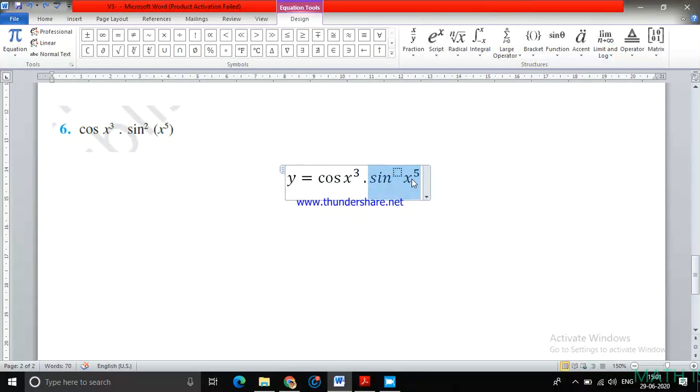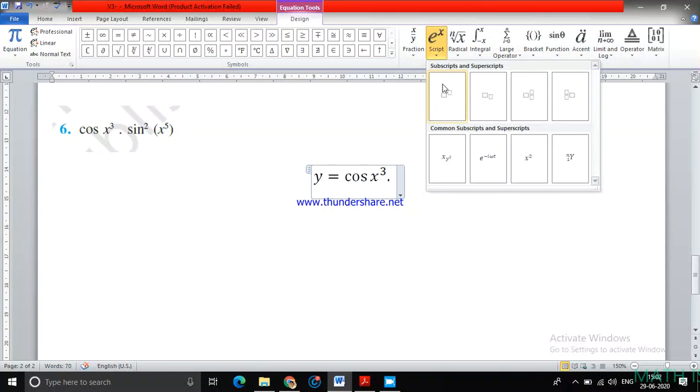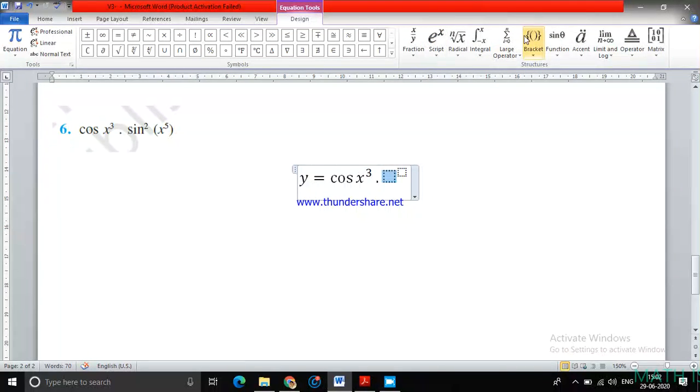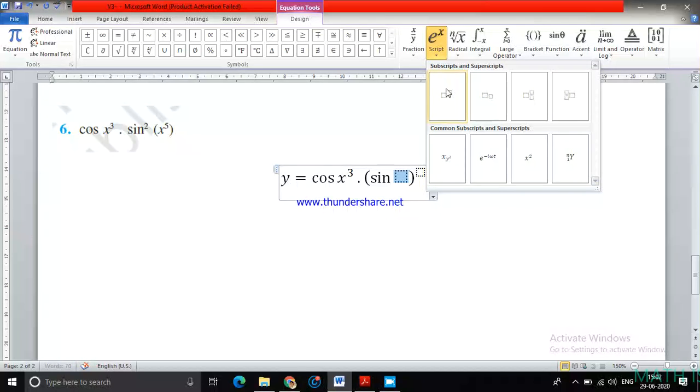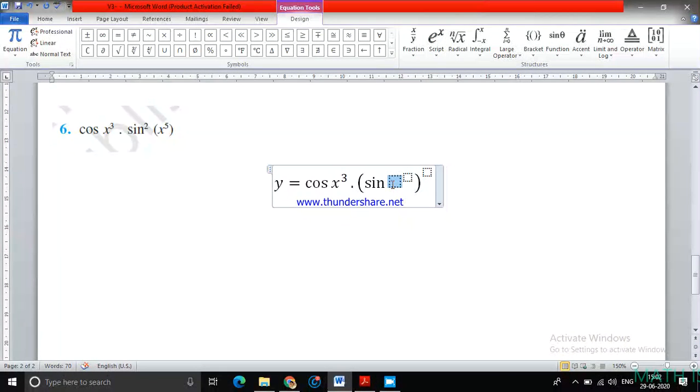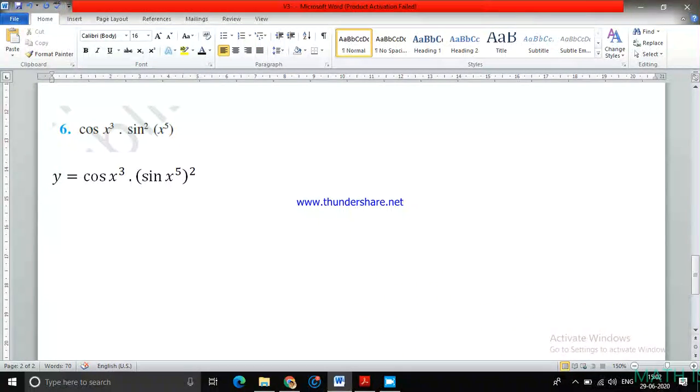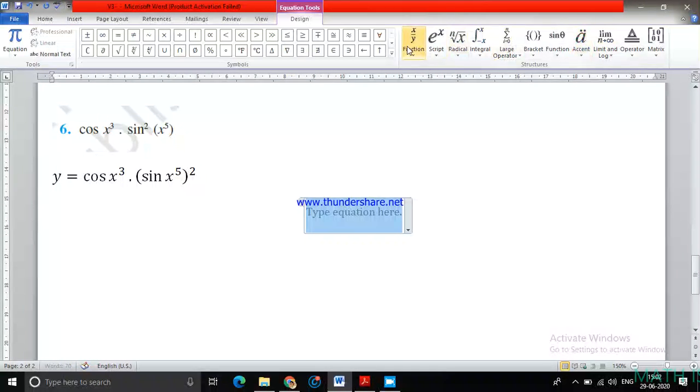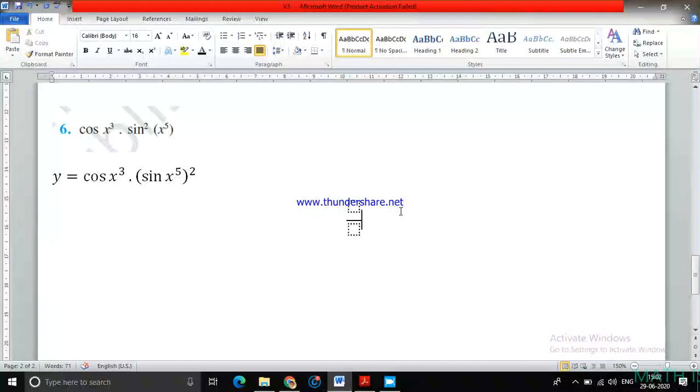Let me delete this step and rewrite. So sin square x to the power of 5, I'll write it as (sin x to the power of 5) whole square. Both are the same only. So I take this as y. Now we differentiate with respect to x on both the sides. That statement you write down: differentiate with respect to x on both the sides.